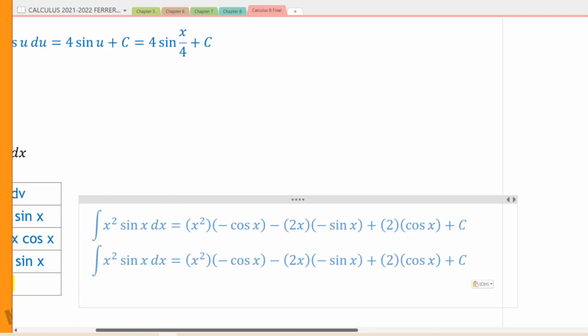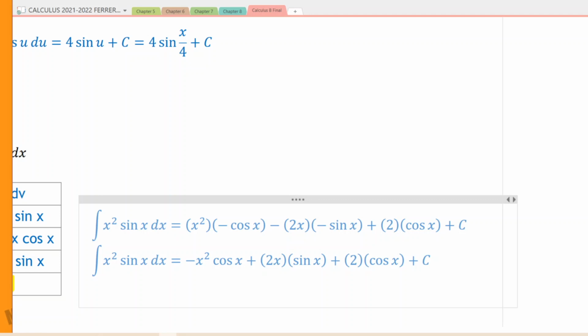Okay, we can take this negative right here and move that to the outside. We've got x squared cosine x, and there's nothing more to simplify there. Okay, next term we have minus here, and then another minus here, so that'll make a plus. And then 2x multiplied by sine x, there's not a whole lot to do there.